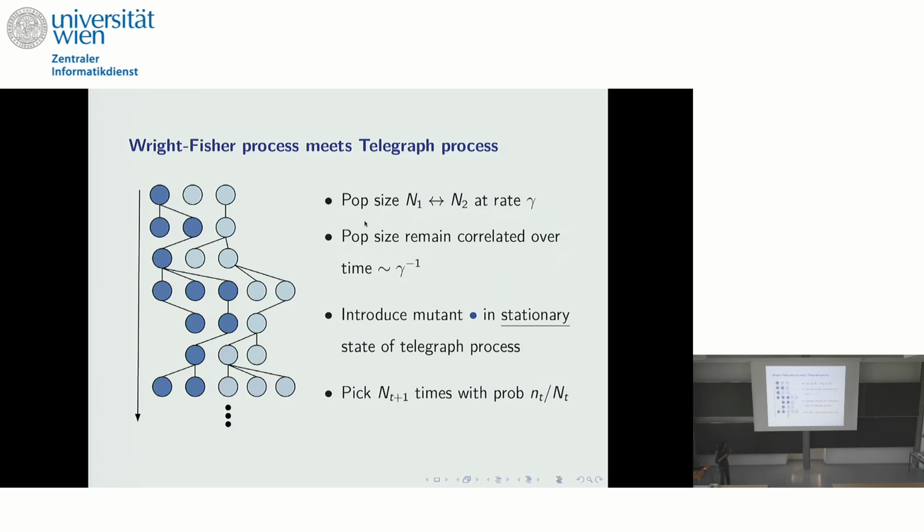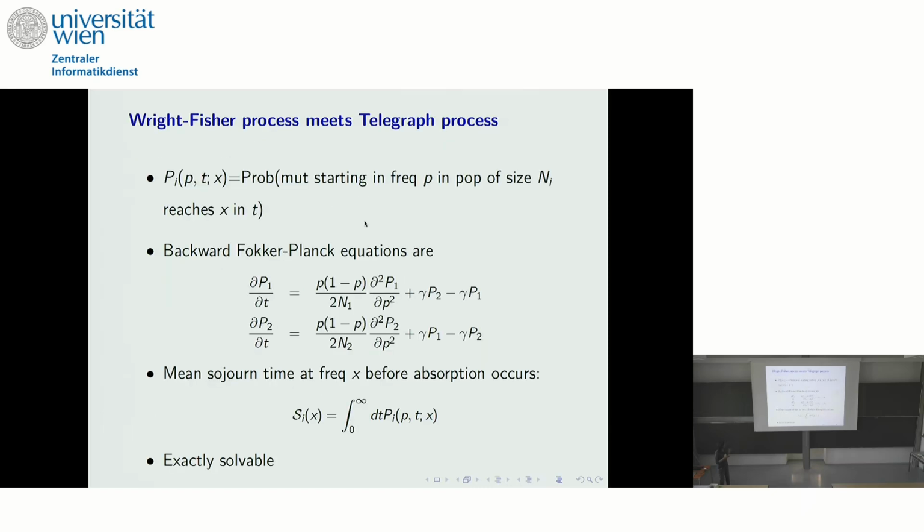So we introduce the mutant in the stationary state of the telegraph process and run the simulation. But this model can be solved exactly, and let me just very briefly explain what the Fokker-Planck equations are. You have to write these equations for the probability that the mutant is starting whether in n1 or n2. So that's what this subscript is.